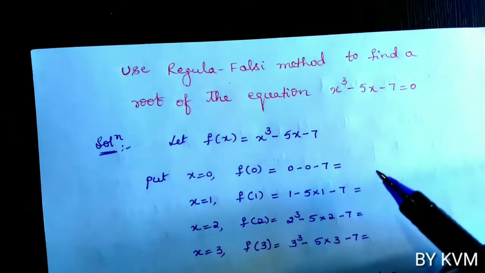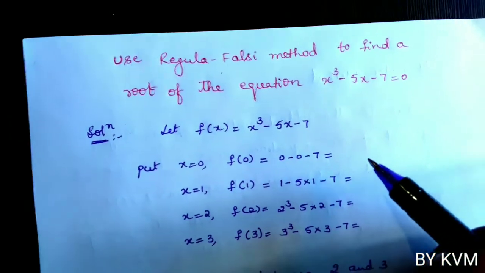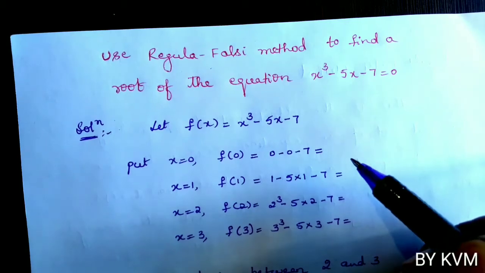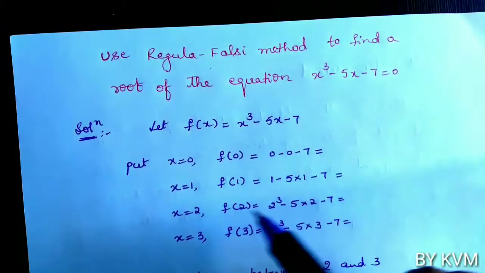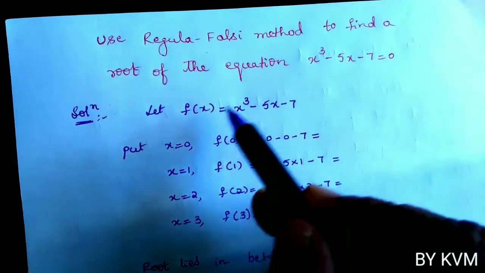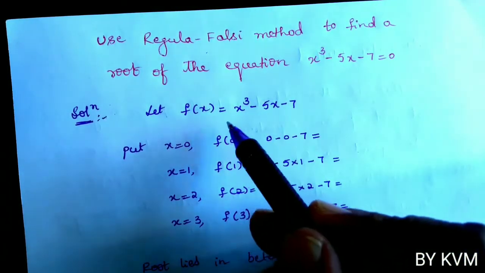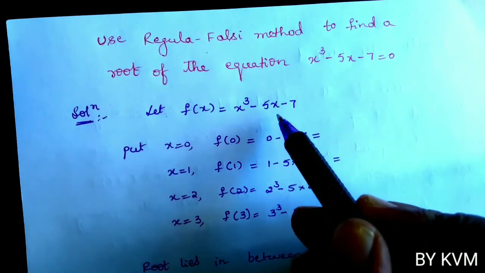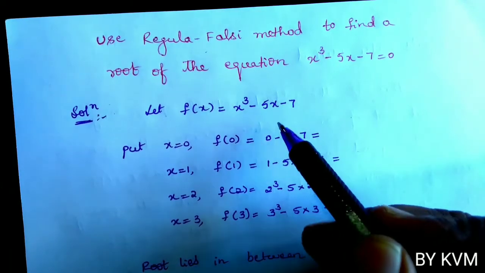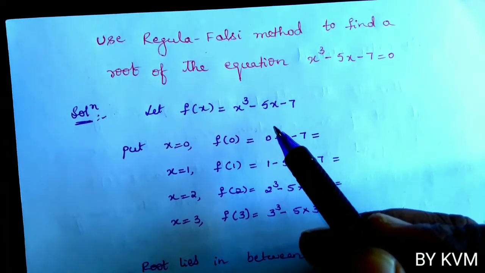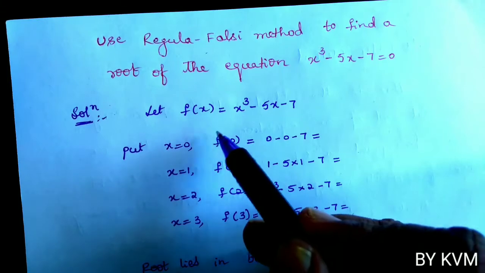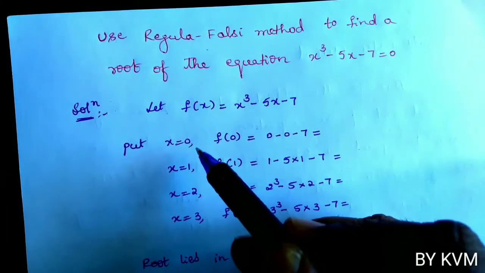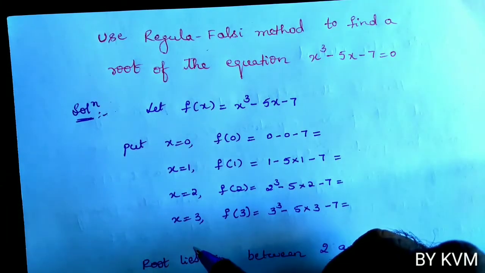Use the Regula-Falsi method to find a root of the equation x³ - 5x - 7 = 0. Take the given equation as f(x), so f(x) = x³ - 5x - 7 = 0. First we have to locate where the root lies, that is, find the position of the root. By the inspection method we give values for x, like x = 0, 1, 2, 3, etc.